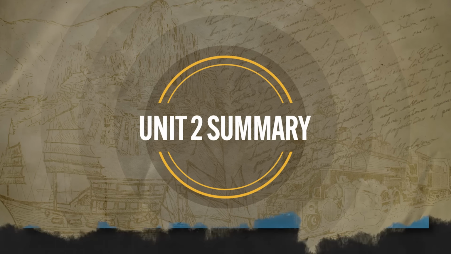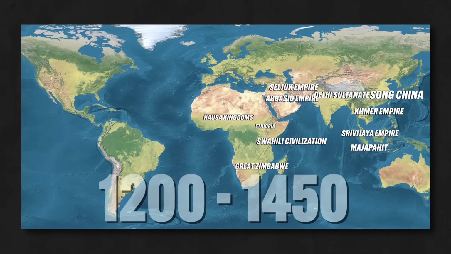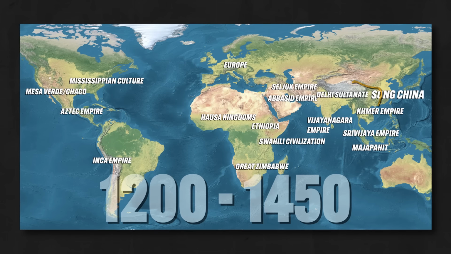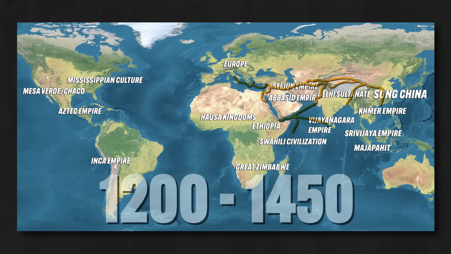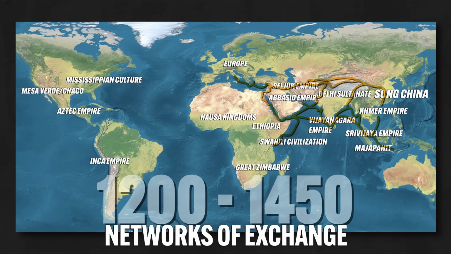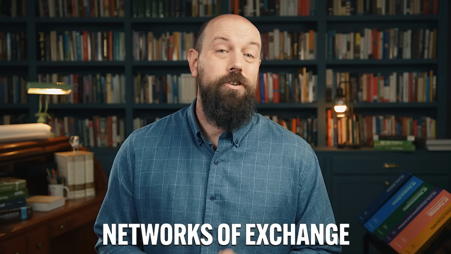And we're still in the time period 1200 to 1450, and we're still considering many of the same states and empires that we got cozy with in Unit 1. But here in Unit 2, the whole emphasis is on how all these various states were connected to one another through networks of exchange. And I know it would be easier just to call these networks trading routes because that's exactly what they were. But the AP World History overlords aren't interested in making things easy for you.